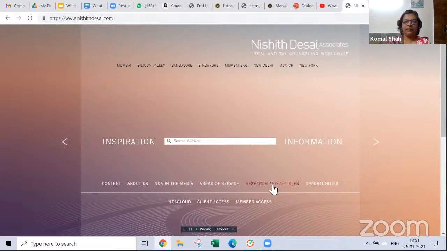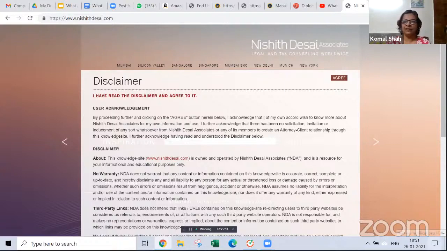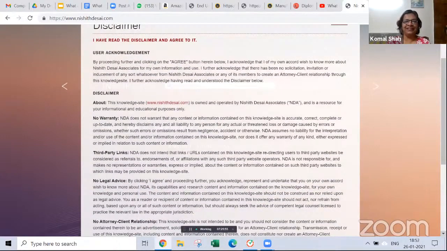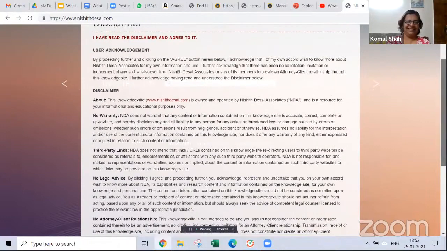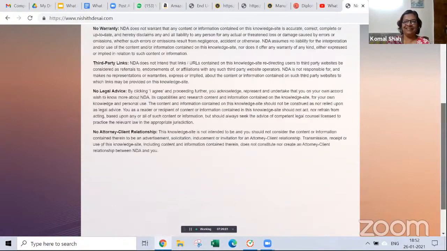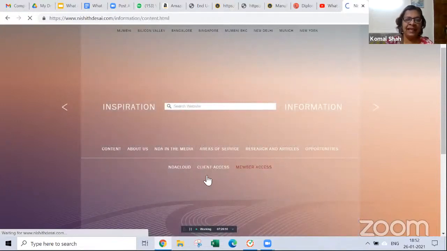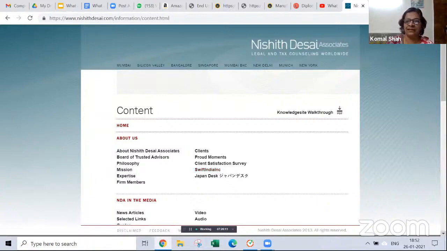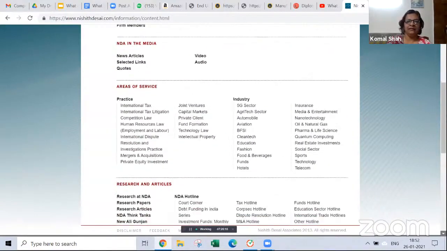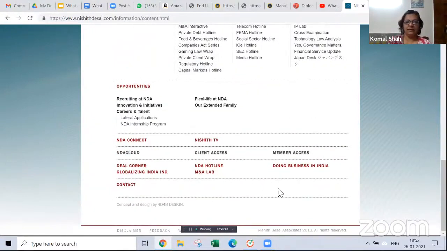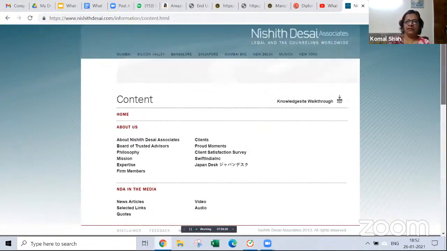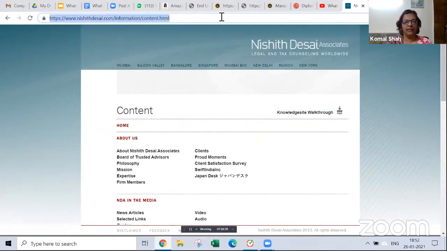About us, NTA, areas of service, research, opportunities, NTA, cloud, member access, content. So here is your disclaimer, popped up immediately. Let's say you agree to it. They have created a different access for everything. So you go to NTA here. Somewhere or the other you will find the privacy policy if you search on the websites. It will be there, but let's look at something else where you can easily find it.